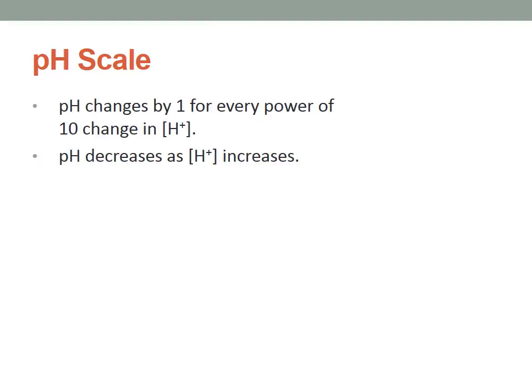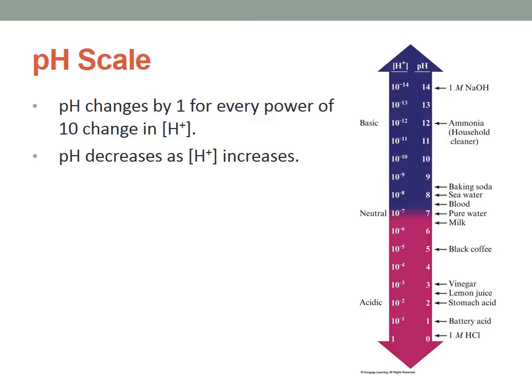When we look at the pH scale, we'll see several factors. Because it's a log scale, the pH is going to change by 1 for every power of 10 change in hydrogen ion concentration. And here we see we go from 10 to the minus 1, and pH increases by 1. Or if we go from 10 to the negative 11 to 10 to the negative 10, pH decreases by 1. So it doesn't matter which direction we go.